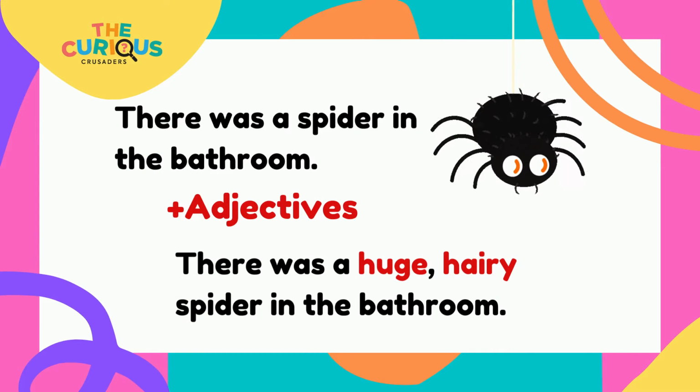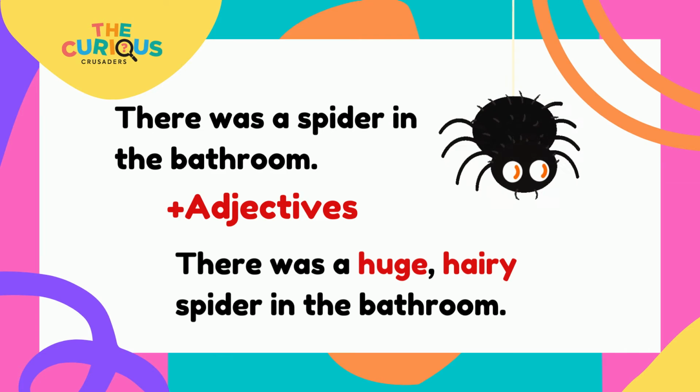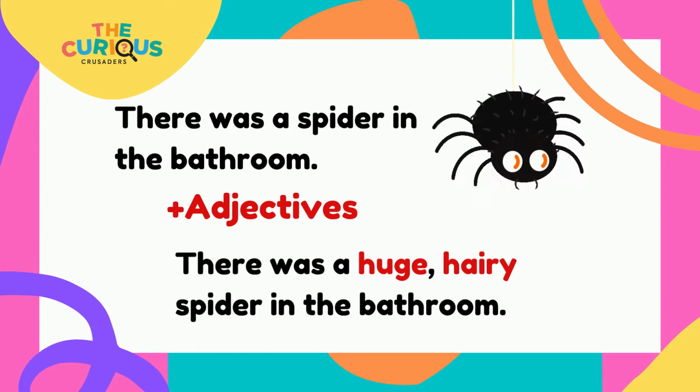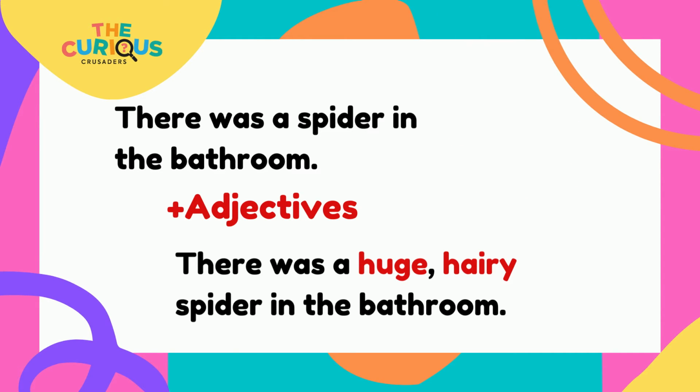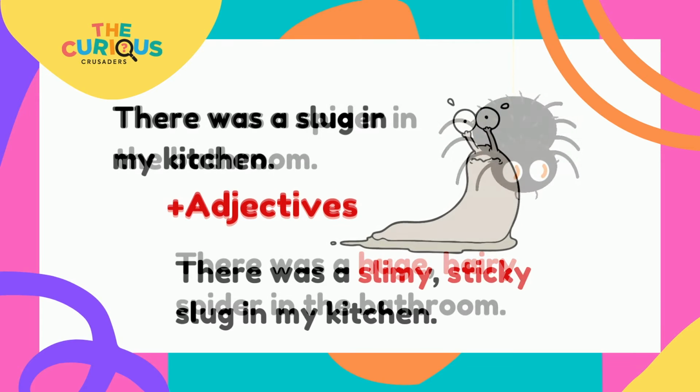There was a spider in the bathroom. Add some adjectives and it will be: there was a huge hairy spider in the bathroom. Huge and hairy are examples of adding adjectives.